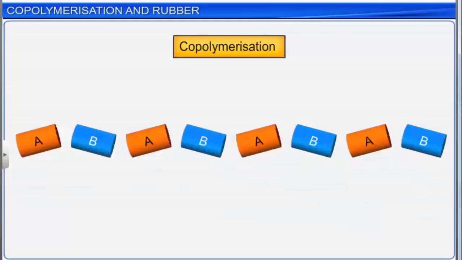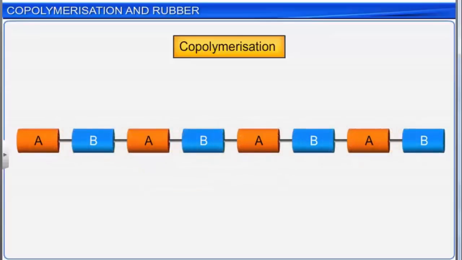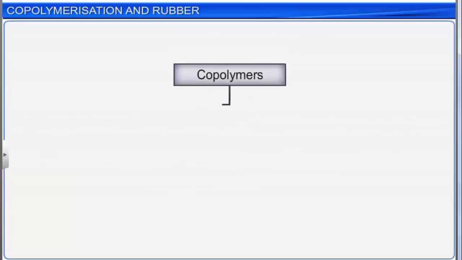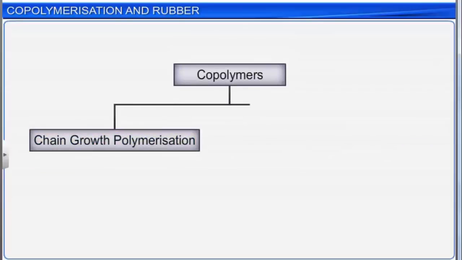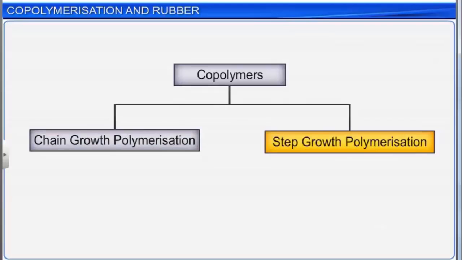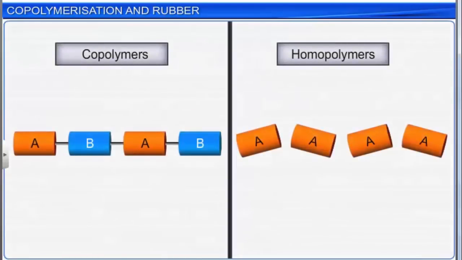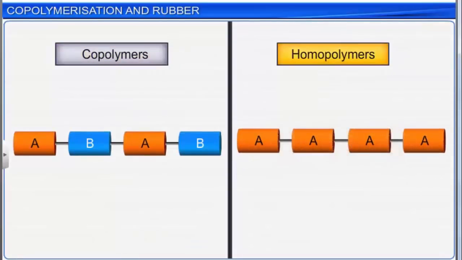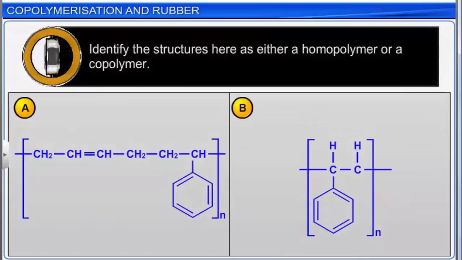Copolymerization is a type of polymerization reaction in which more than one kind of monomer polymerizes to form a copolymer. Copolymers can be obtained by either chain growth polymerization or step growth polymerization. You already know that in contrast to copolymers, homopolymers are obtained by the polymerization of a single monomeric species. Here is a problem for you to try based on this concept. Identify the structures here as either a homopolymer or a copolymer.